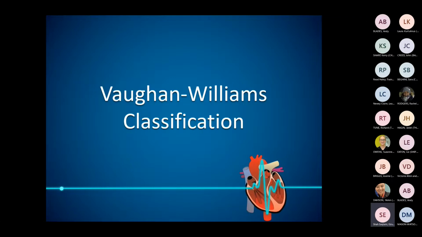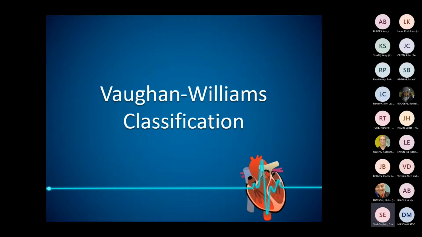Okay, Vaughan Williams classification. So a big build up to it all. Big build up to the medications. A lot of physiology. Now coming on to some of the medications. What I want to ask you is, has anyone heard of this before, Vaughan Williams classification? Yes, no? No. Okay, so I'll take that as general.